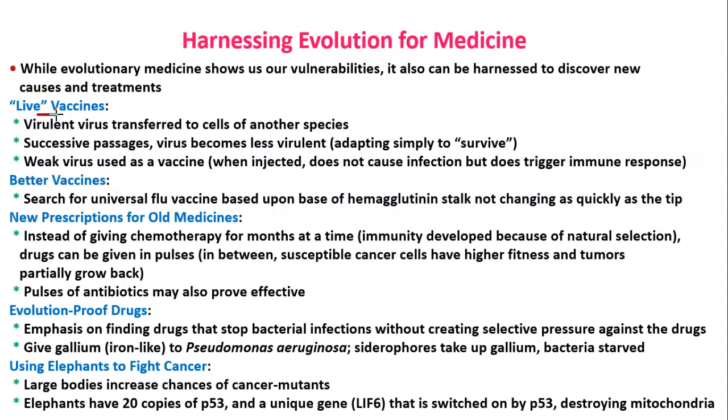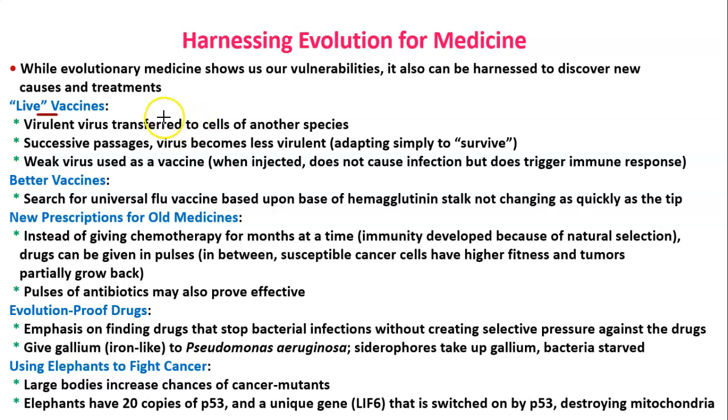So one of the categories we have here is live vaccines. This is related to evolution. For example, polio is a live vaccine. Polio has virtually been eradicated from humanity. There's still a couple pockets here and there on Earth, but it used to ravage people around the world.